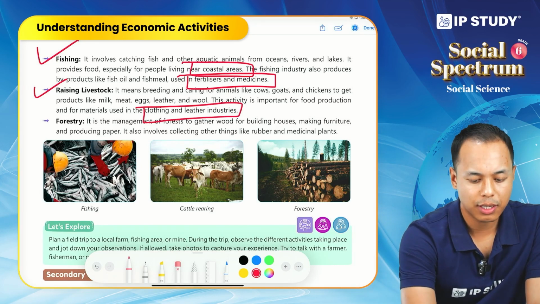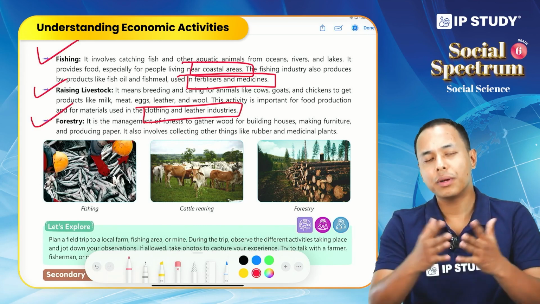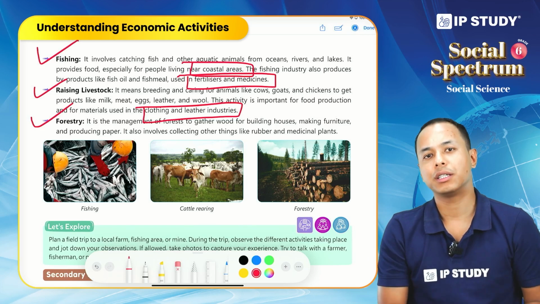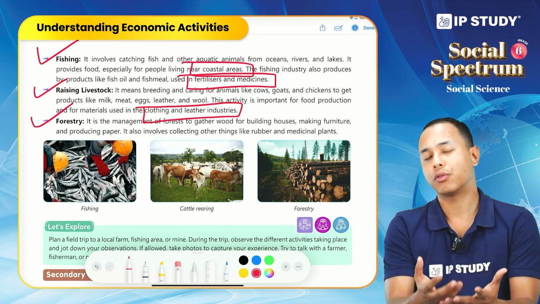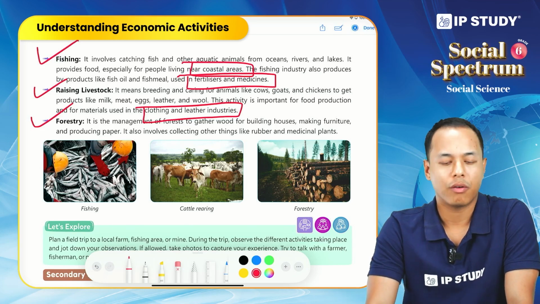And lastly, forestry. Forestry means management of forests for their products. So we get many different kinds of products from forests. We get timber, we get fuel, we get fruits, we get other medicinal products also from forests.